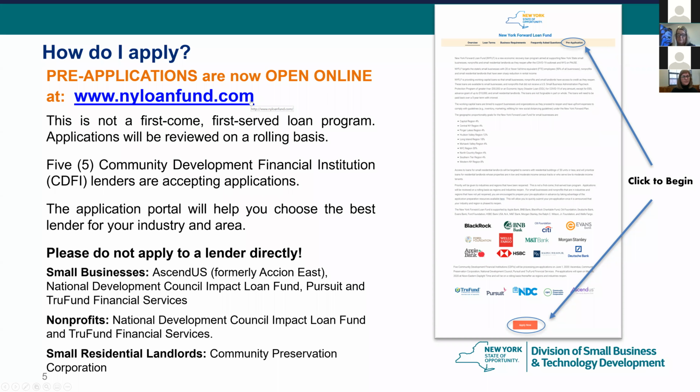Now, for lenders, for small businesses, Ascendus, which used to be known as Axion East, the National Development Council Impact Loan Fund, Pursuit Lending, which used to be known as NYBDC or Excelsior Growth Fund, and True Fund Financial Services are the 4 lenders for small businesses. For nonprofits, it's through the National Development Council Impact Loan Fund and True Fund Financial Services. And for small landlords, all small landlord loans are going through the Community Preservation Corporation.